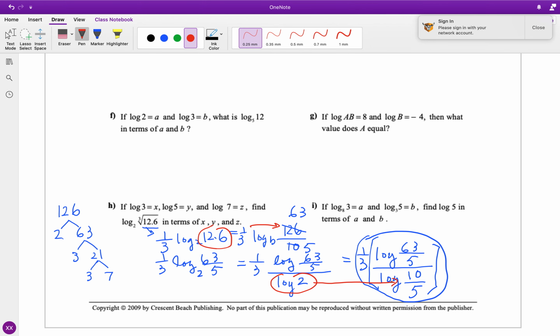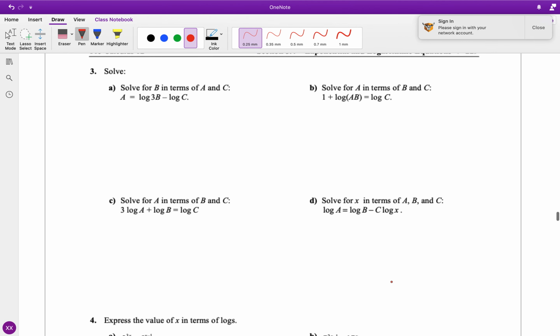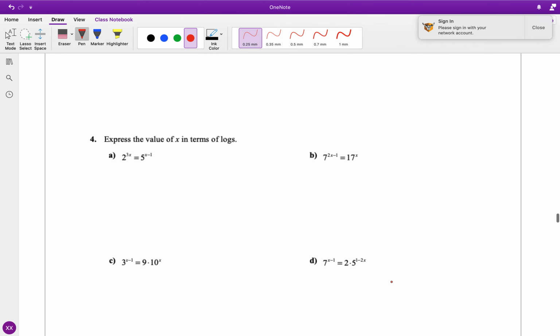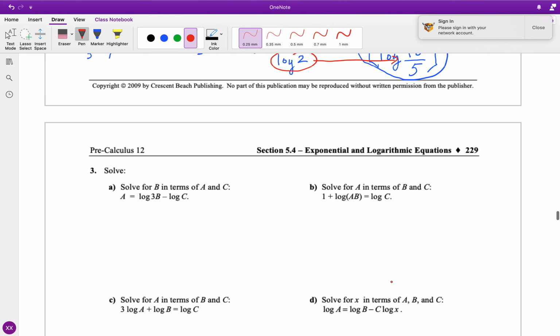Okay, so then let's see whether there's another question that I should do. I also now talk about question number 3. Okay, so now question number 3, solve. All right, solve.